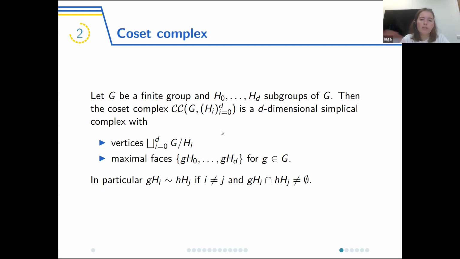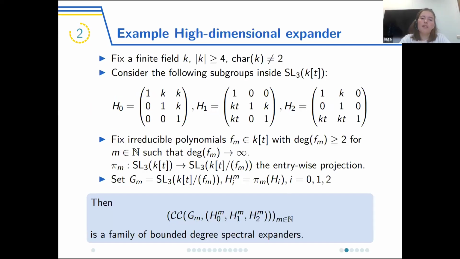Coset complexes, maybe not under this name, appear a lot whenever you have a group acting on a simplicial complex. Of course here G acts on the coset complex by left multiplication, and the H_i will be the vertex stabilizers and so on. So you have a nice structure. For example, buildings coming from BN pairs can be seen as coset complexes, even though not many people write it down in that way. But I think that's a very useful construction.